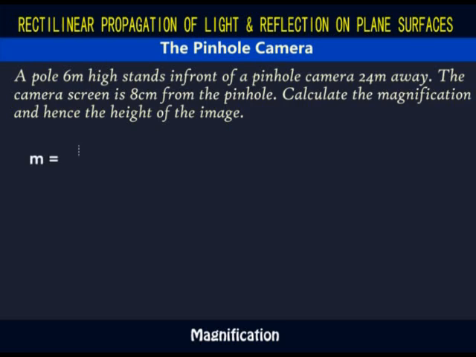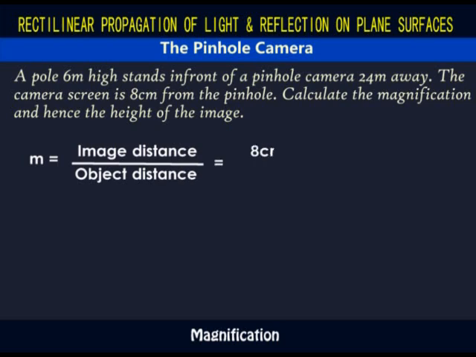So, magnification is equal to image distance over the object distance. That is equal to 8 centimeters over 24 meters. We convert 24 meters into centimeters, and that gives us 2,400. Dividing that, we get a magnification of 0.003.